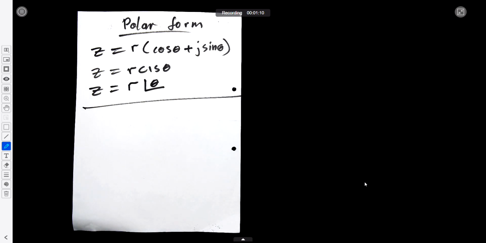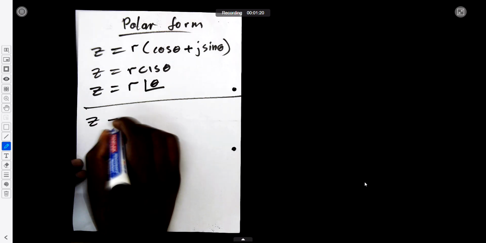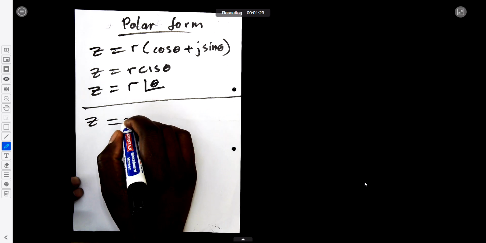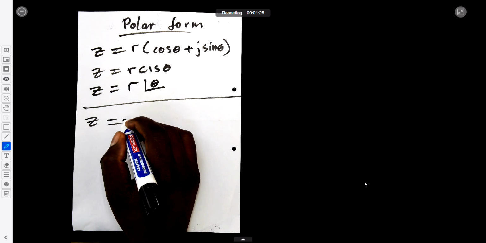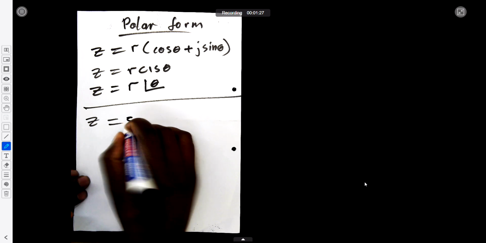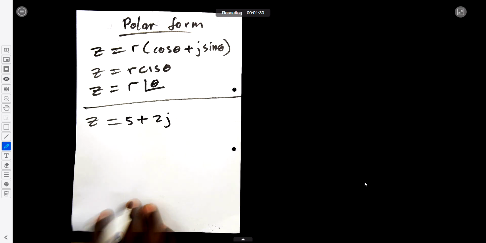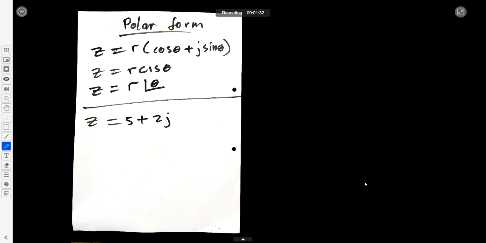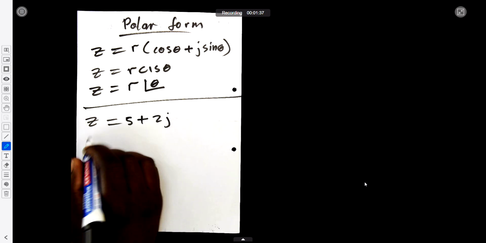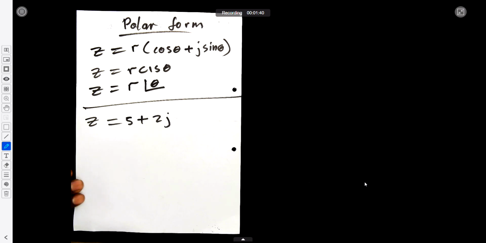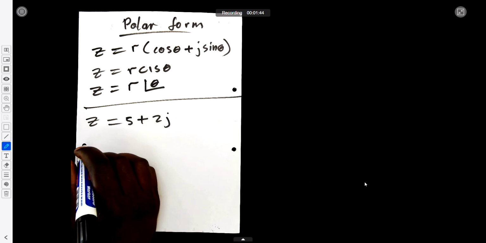So using a previous example that we applied in polar form, z is equal to the complex number that we had in the previous one, which was 5 plus 2j. We need to convert this into polar form. How will we convert this into polar form? First of all, we need to find r, we need to find argument theta. In the previous example, we did find theta, but you can repeat it again.